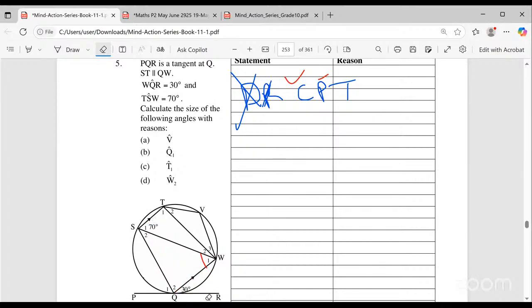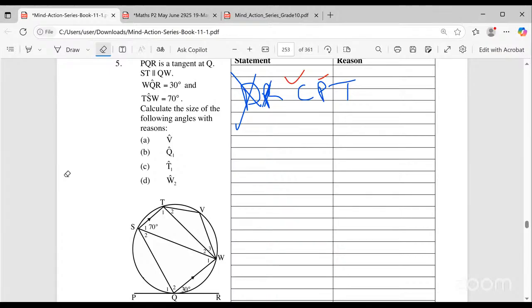I think we answered that. So we said STVW is a cyclic quad. So S and V are opposite angles. And when you take S plus V, you're going to get 180 degrees. Therefore, angle V is equal to 110 degrees. Reason being, opposite angles of a cyclic quad are supplementary. Does it make sense, guys? Yes, sir. Okay, thank you.